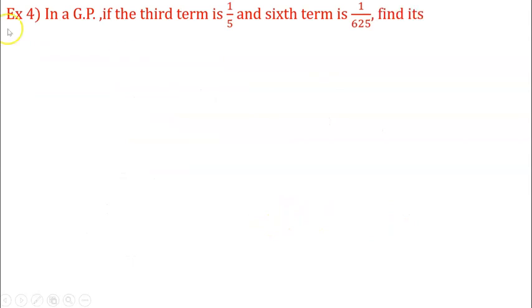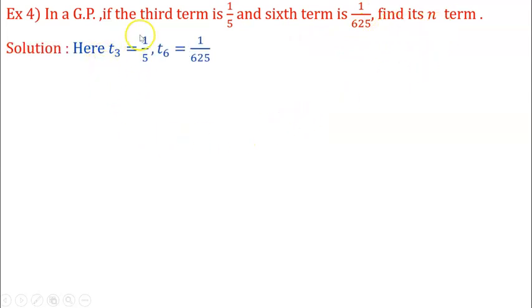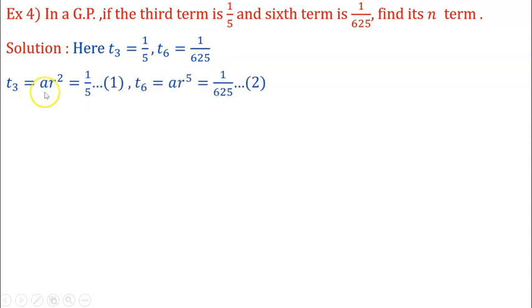Example number 4. In a GP, if the third term is 1 upon 5 and the sixth term is 1 upon 625, find its nth term. Okay, here T3 is equal to 1 upon 5, T6 is equal to 1 upon 625. Now T3 is equal to A into R square is equal to 1 upon 5. This is the first expression. T6 is equal to A into R raised to 5, and that is equal to 1 upon 625.